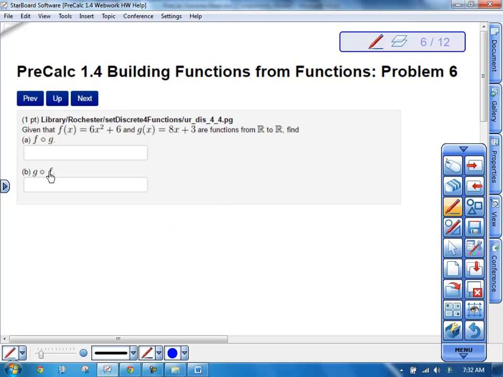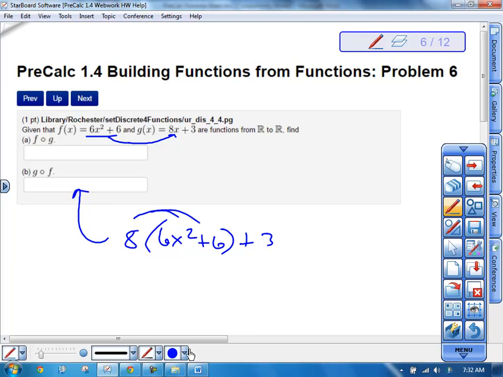The next one says do the opposite. So take f now and plug it into g. So then it would be 6x squared plus 6. Now that goes right in, so you have to multiply it all by 8 plus 3. And I think you can enter that answer right there, or you can distribute the 8 and simplify it.